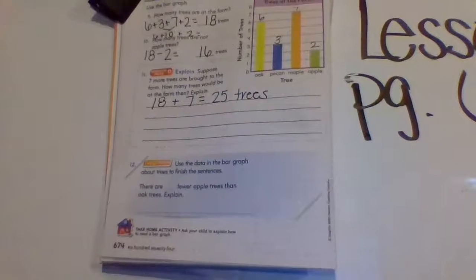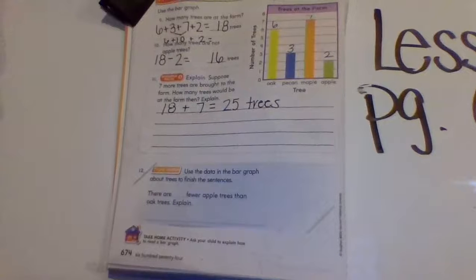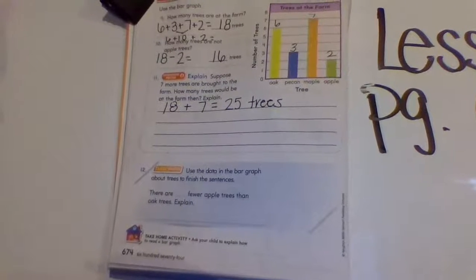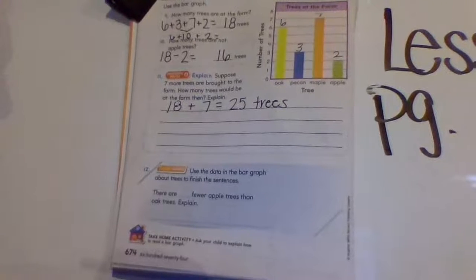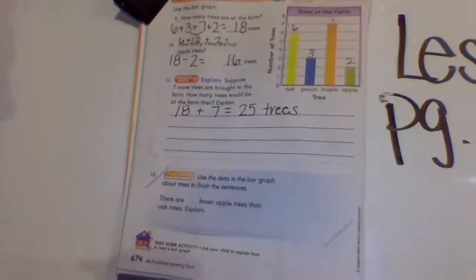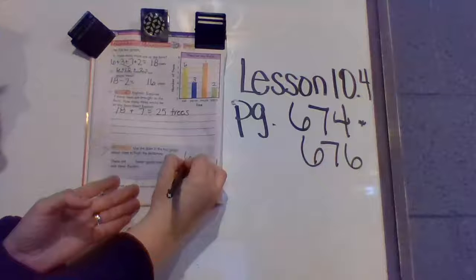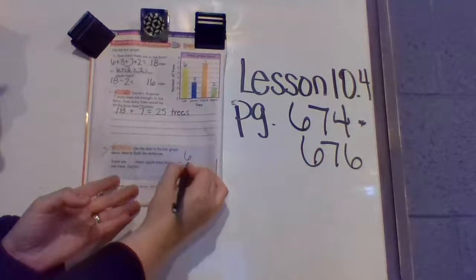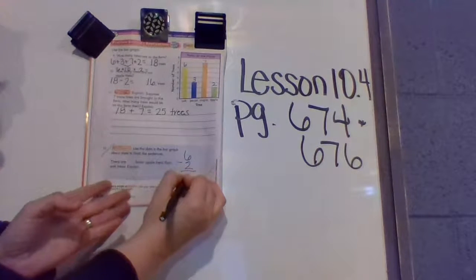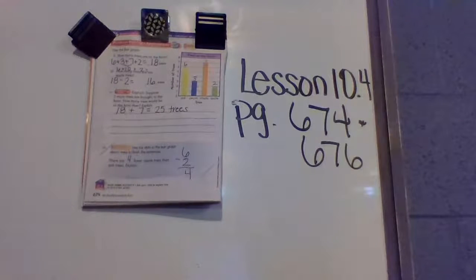All right, use the data in the bar graph about trees to finish the sentences. There are blank fewer apple trees than oak trees. Explain. All right, so let's look up at the apple trees. There are 2 apple trees and there are 6 oak trees. Whenever we want to know the fewer amount, we're going to subtract. So we're going to subtract the 6 oak trees minus the 2 apple trees. So we know there are 4 fewer apple trees than oak trees.